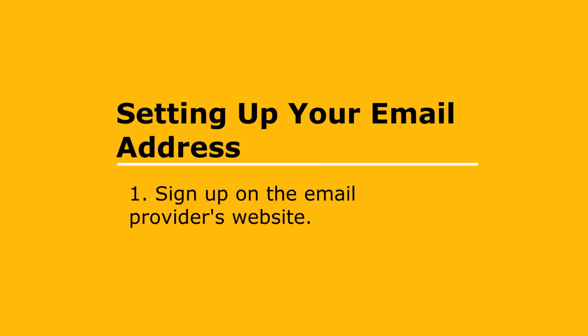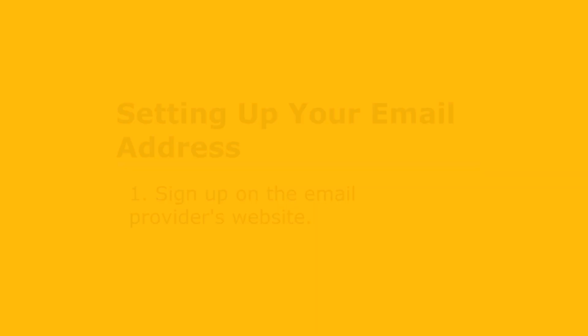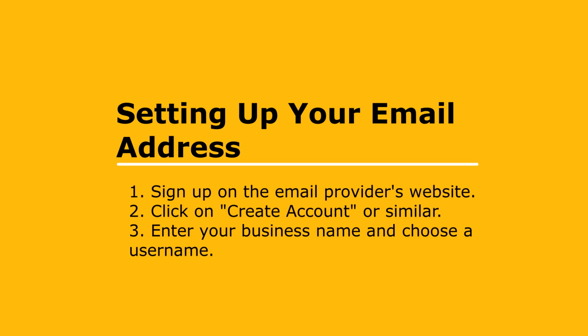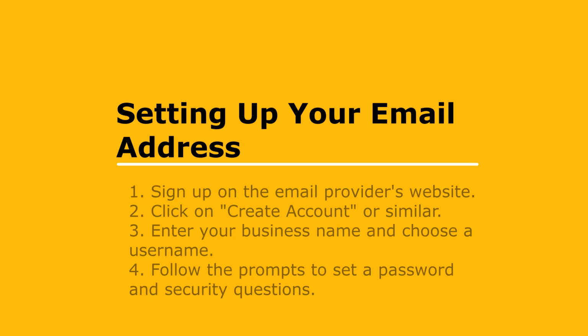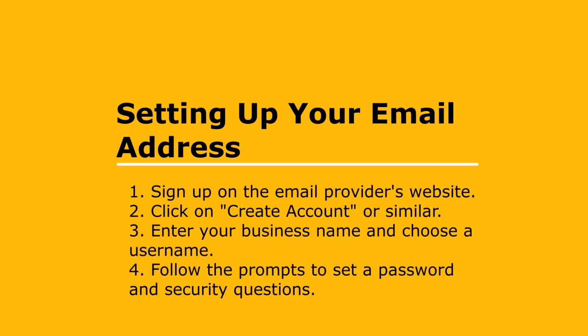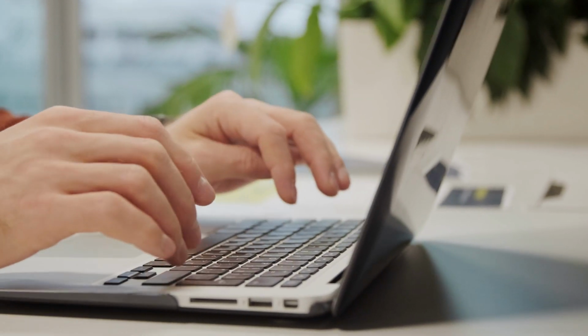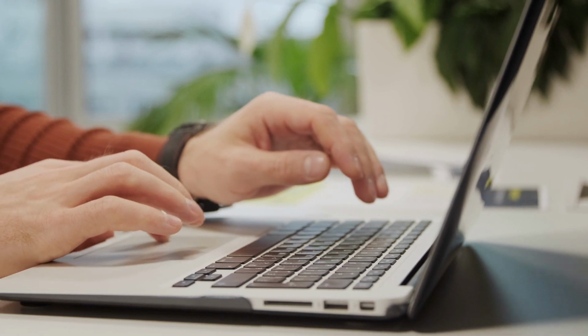Now, let's create your email step by step. 1. Sign up on the email provider's website. 2. Click on Create Account or similar. 3. Enter your business name and choose a username. 4. Follow the prompts to set a password and security questions. Your username should reflect your business name or your name. Avoid using personal nicknames or unrelated words. Aim for something professional and easy to remember.